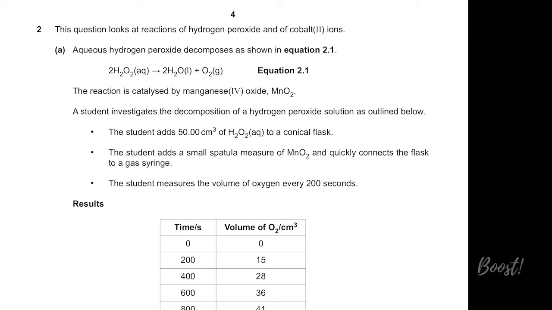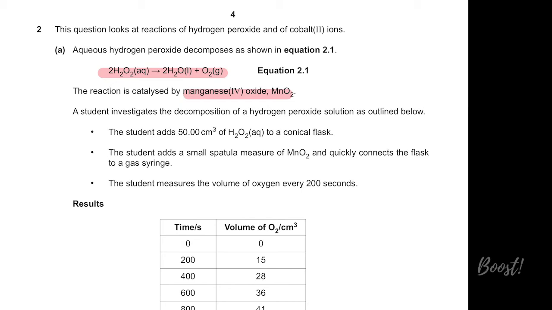Okay, looking at question 2 then. So here we've got reactions of hydrogen peroxide and cobalt-2 ions, and you've been given the equation here and told that the reaction is catalyzed by manganese oxide. You may recognize this reaction as a reaction that you normally use to make oxygen gas. Hydrogen peroxide actually decomposes naturally, but this manganese oxide makes it happen much faster.